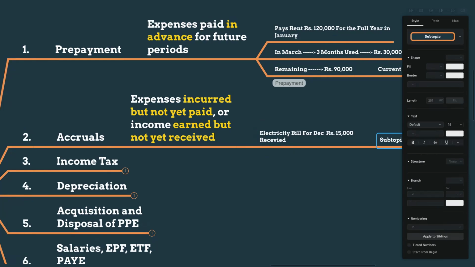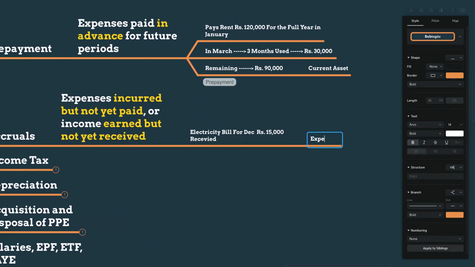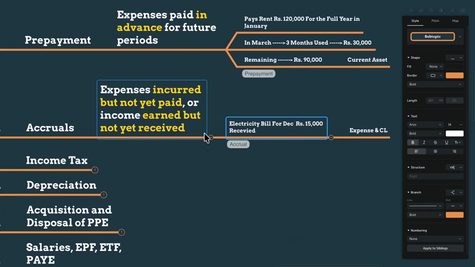Accruals, actually, it is an expense. Even though you didn't pay the money, you will consider it as an expense and you will record it as a current liability also, right? It is an expense as well as a current liability. We will teach you about the actual thing, but in simple words, we call it an accrual. It's an accrual, right?